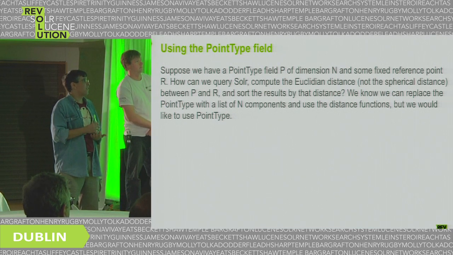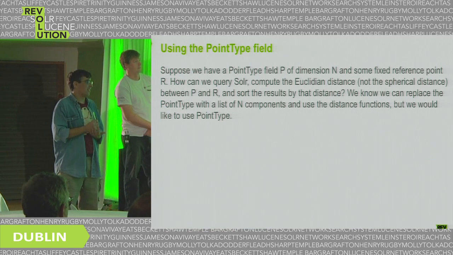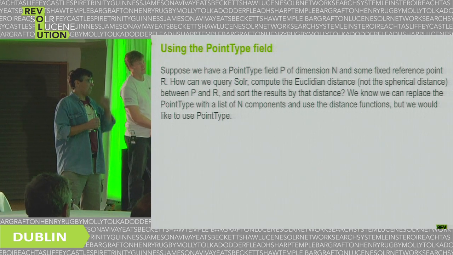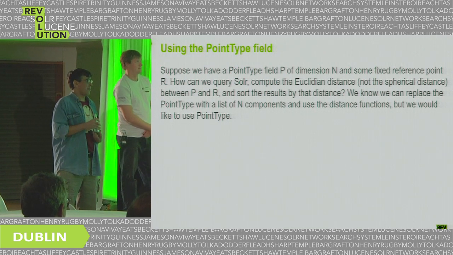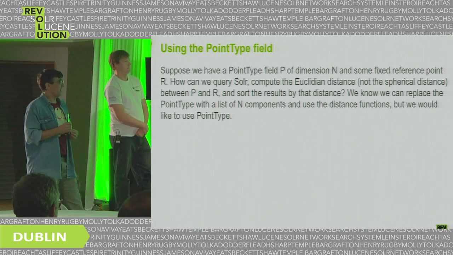You can have as many dimensional spaces as you want. Some fixed reference point R. How can we query Solr, compute the Euclidean distance, not the spherical distance, between P and R, and sort the results by that distance? We know we can replace the point type with a list of n components and use the distance function, but we'd really like to use the point type.